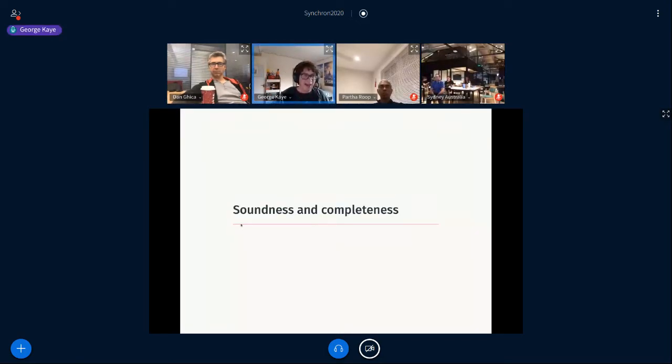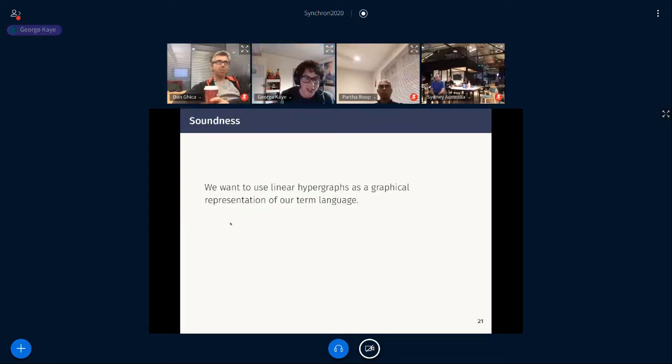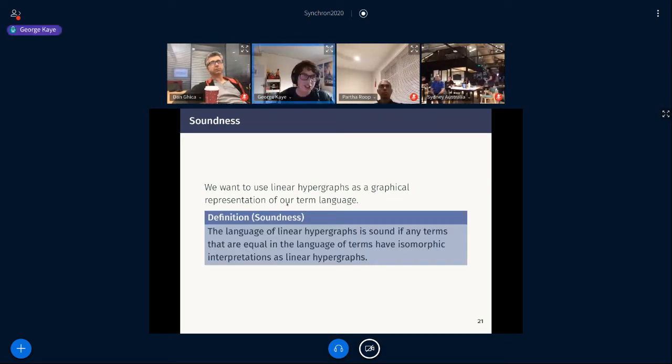So we have a diagrammatic language. Great. Now we need to show: is this language a sound and complete language for digital circuits? And what do we mean by this? We want to use them, as I said, as a graphical representation. So to show that this language is a sound graphical representation, we need to show that any terms in this term language that are equal, when we interpret them as hypergraphs, are going to be isomorphic hypergraphs. So we don't start making things not equal when we draw them out.